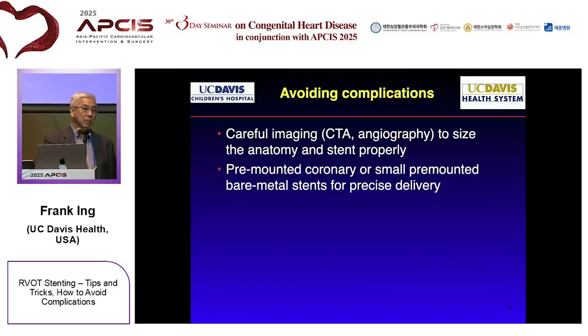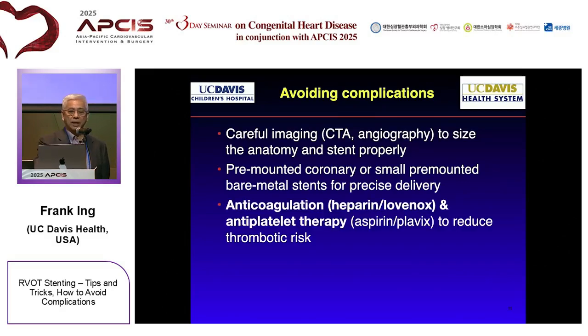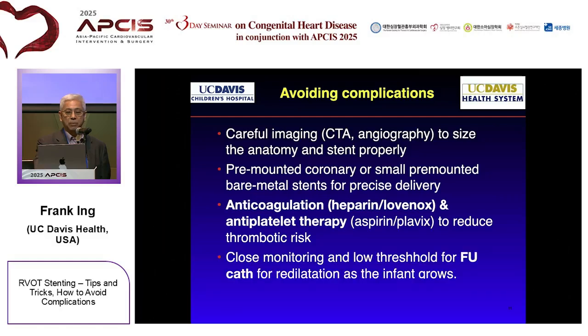We tend to use the pre-mounted stents, either in the coronary size or the small renal size, and I'll go over that later on. Anticoagulation afterwards: either you're going to be very aggressive with heparin, followed by Lovenox, or you're going to use antiplatelet therapy with a combination of aspirin and Plavix to reduce that thrombotic risk. And again, these patients need to be monitored very closely.